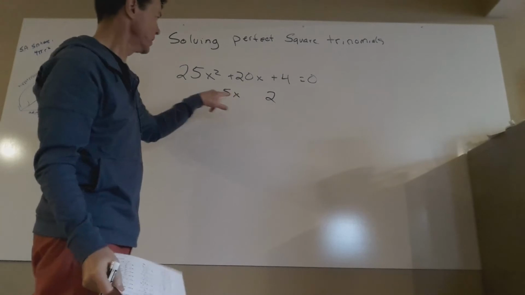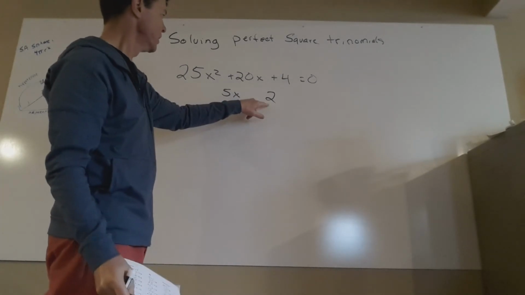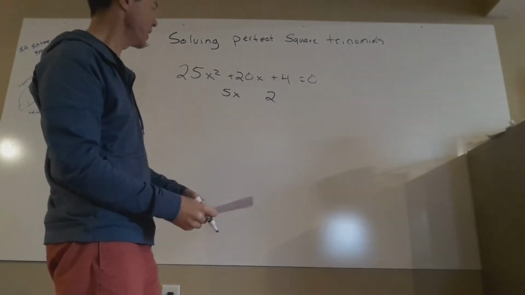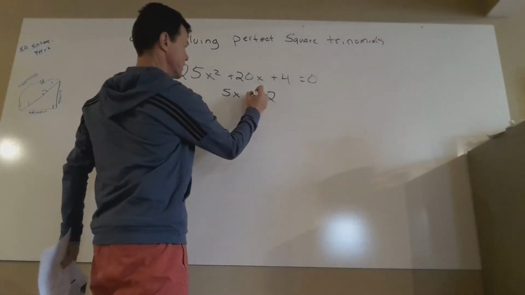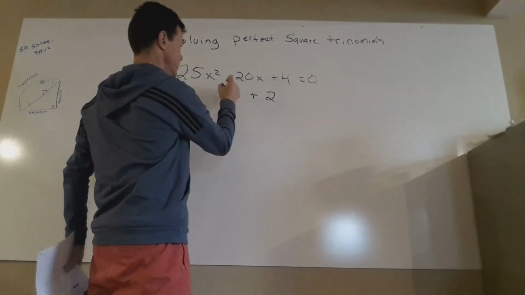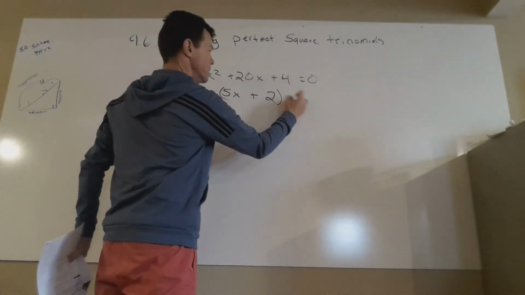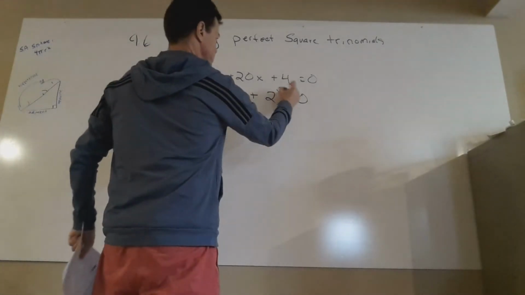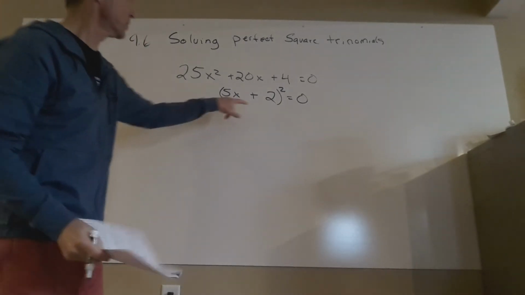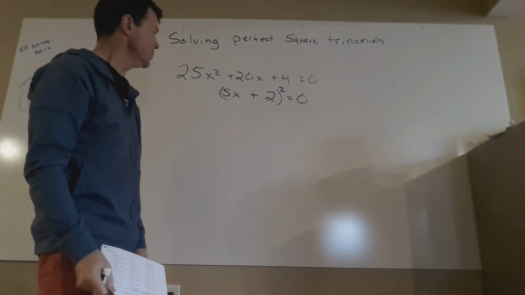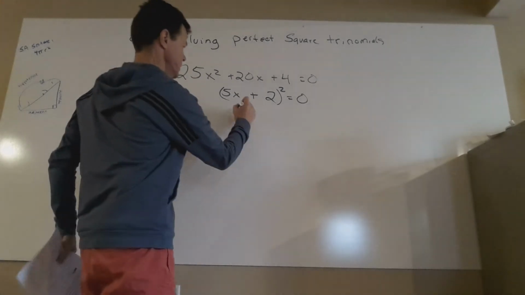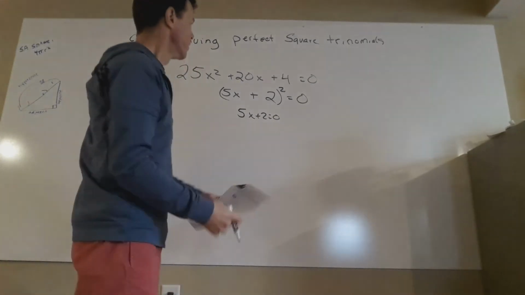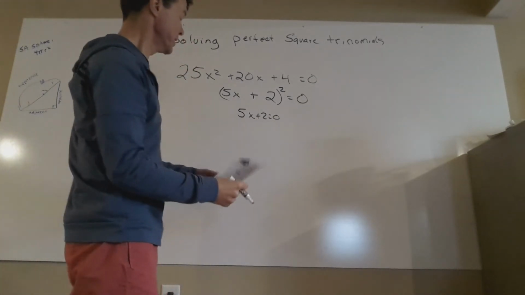So then multiply these two together. 5x times 2 is 10x. Double that. Is that what we have in the middle? Yes, it is. That's what we have in the middle. So you're going to have 5x plus 2. They're both positive, so plus 2 equals 0. 5x plus 2 squared is going to equal 0. So that means 5x plus 2 equals 0. It's going to be the same thing, so I only need to write this once.